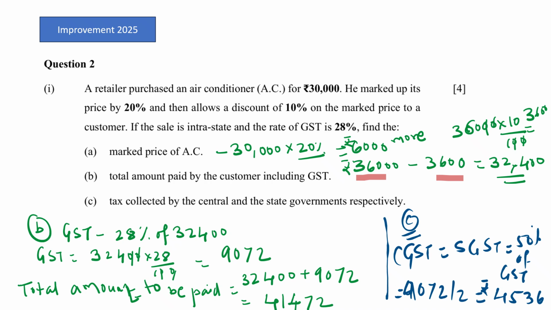Now next, tax collected by the central and state government respectively. Now what will happen? Total tax collected at 28% is 9072. CGST and SGST will become 50% of it, half of it. So reduce it. It will be 4536 and it is equal. So got this question?